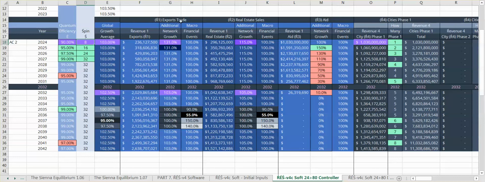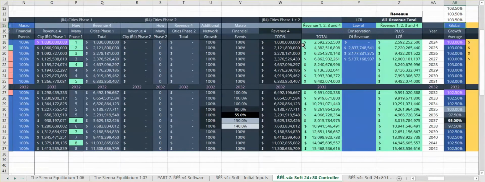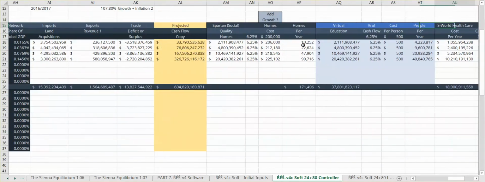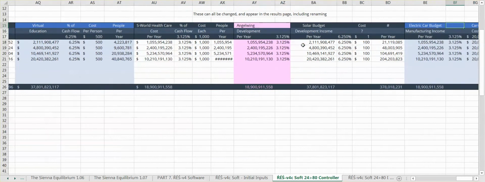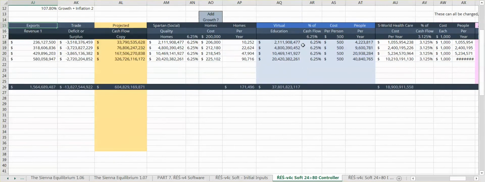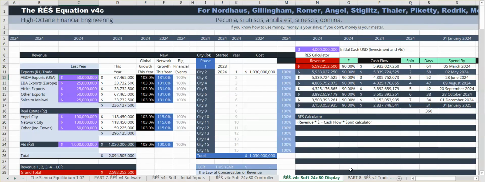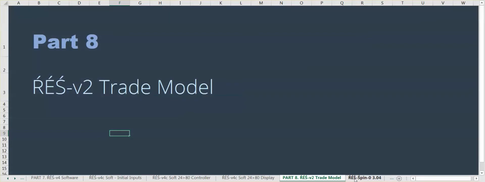And we have exports, sales, aid, cities, projected cash flow, virtual education, healthcare, angel wings, solar power, electronic cars. There's houses here somewhere as well. This tallies up with this spreadsheet, with the purple would change these, or one could then go to this spreadsheet and change it. That's a version of the software.